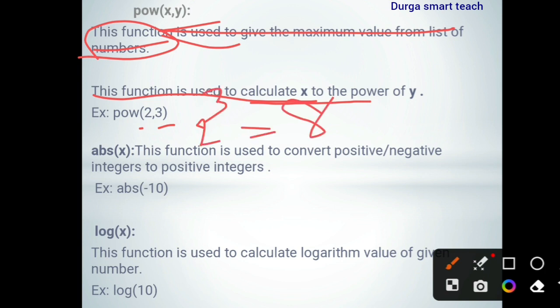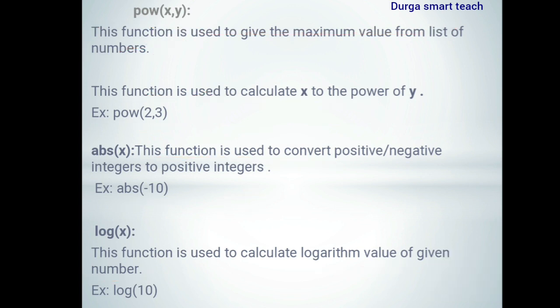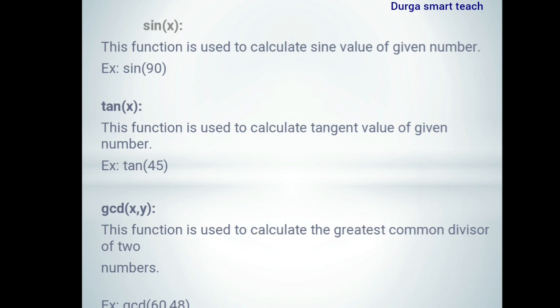Next, the abs function is used to convert positive or negative integers to a positive number. So abs of -10 will return 10. Next, log is used to calculate the logarithm value of a given number. The next one is sine. The sine function is used to find the sine value of a given number, as well as tan, which is used to calculate the tangent value of a given number.